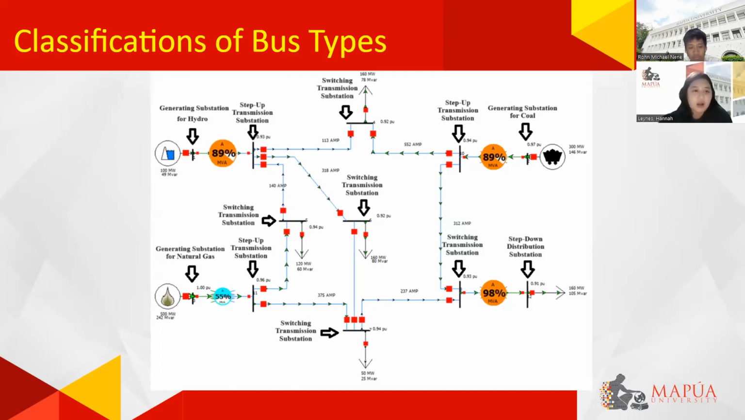So we have our classifications of bus types. So there are 4 types, which are the generating substation, step-up transmission substation, switching transmission substation, and the step-down distribution substation.